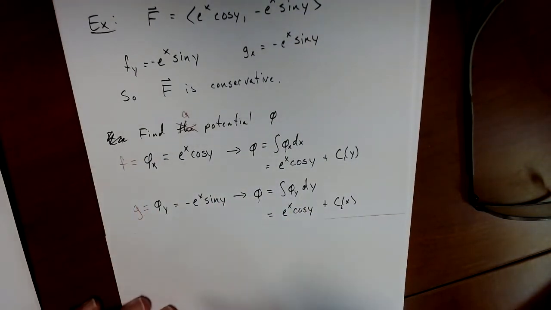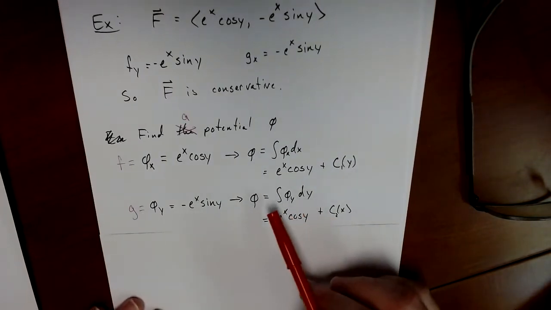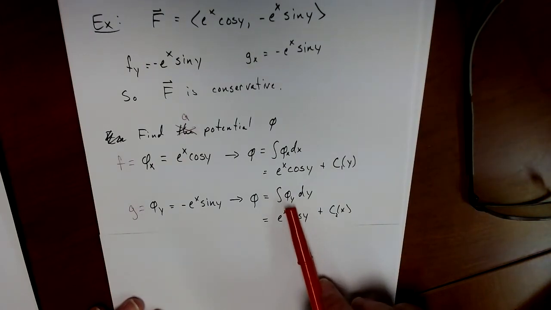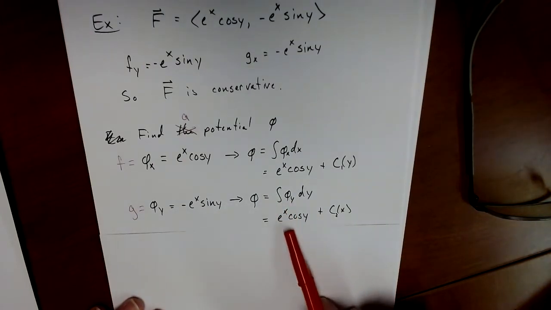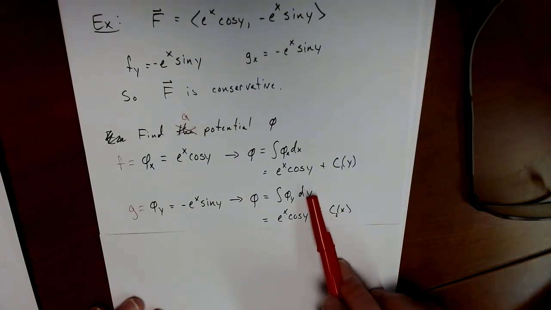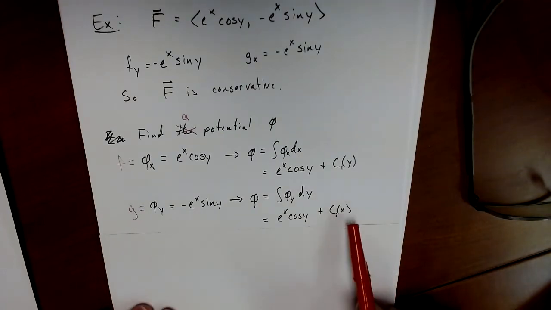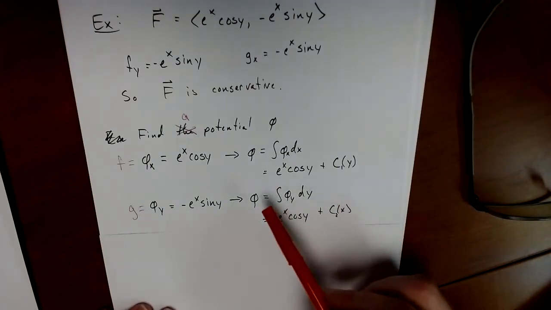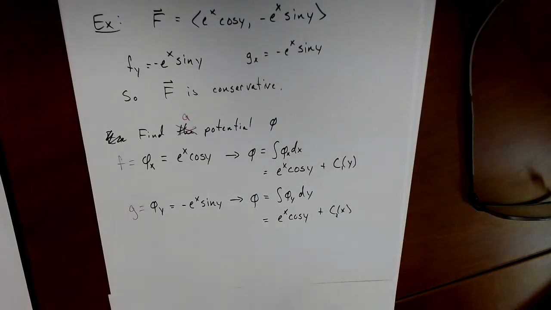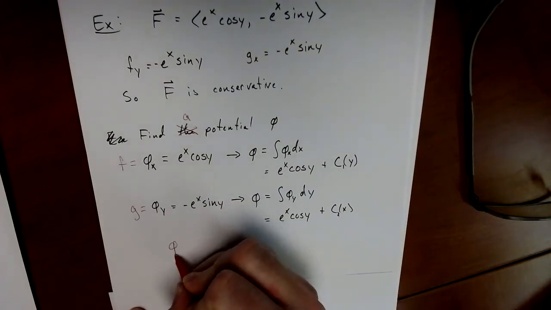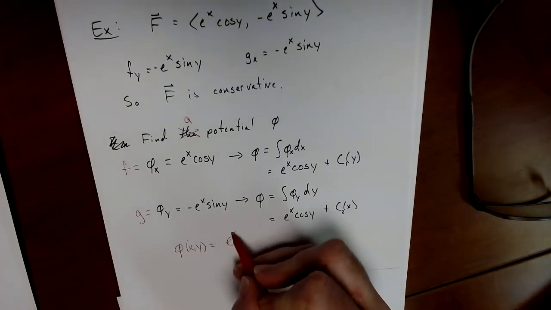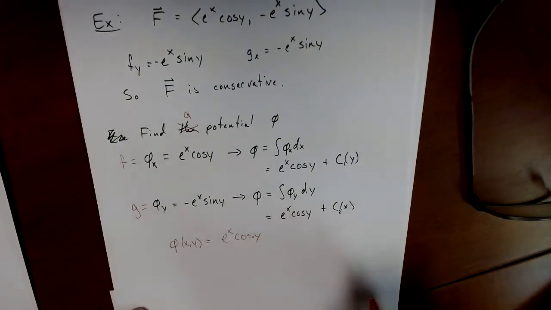So g is negative e to the x sine y. So phi must be an antiderivative of phi y. Well, when I take the antiderivative of e to the x sine y, I get e to the x cosine y, plus some function which depends only on x, not y. Now, phi then has to match both of these criteria. So phi of x and y must be equal to e to the x cosine y.